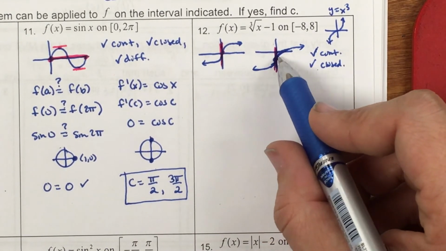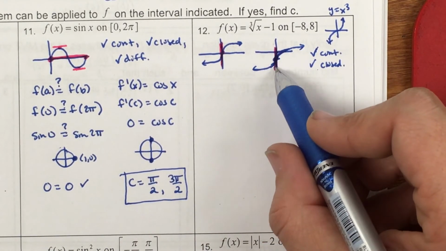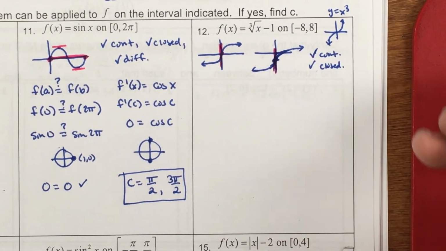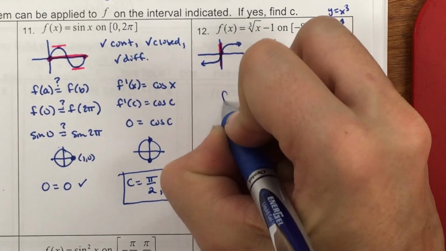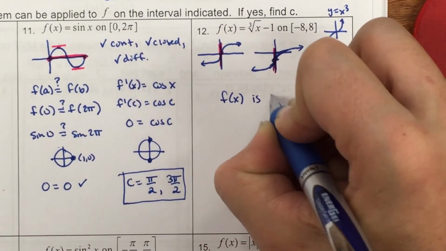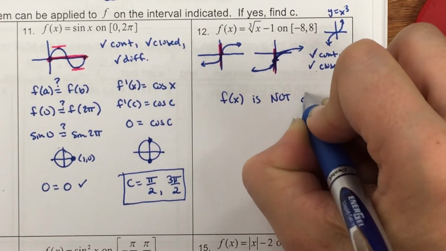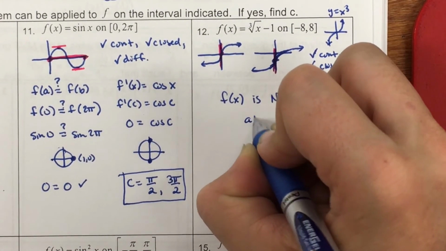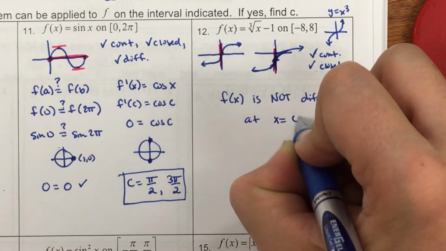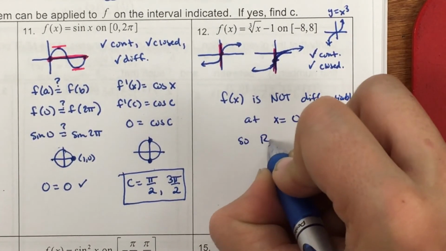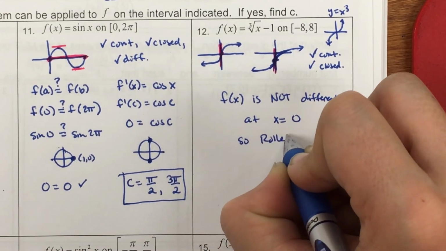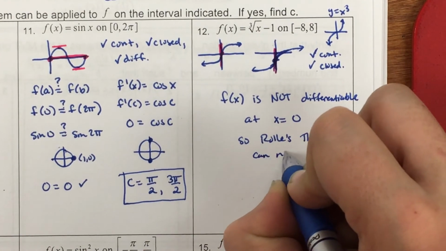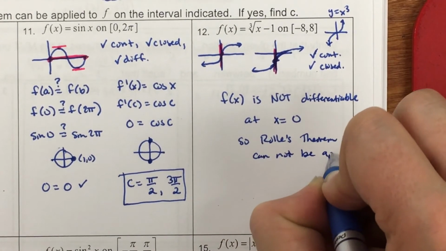So let's see, if my vertical tangent's occurring here at 0, is that a problem? Yeah, 0 is included on this interval. So I'm going to say f of x is not differentiable at x equals 0. So Rolle's theorem cannot be applied.